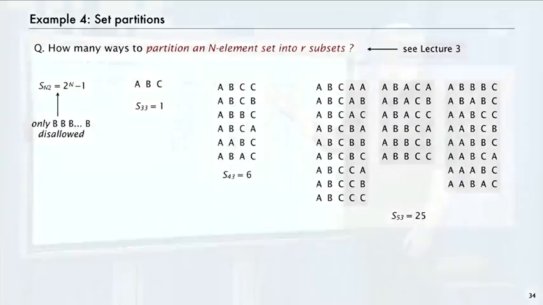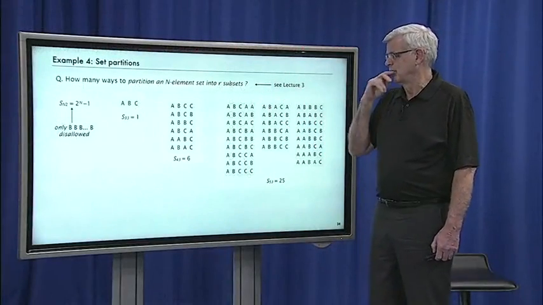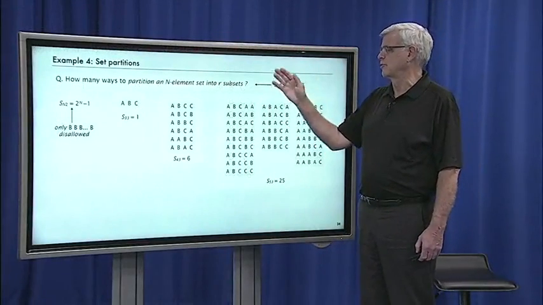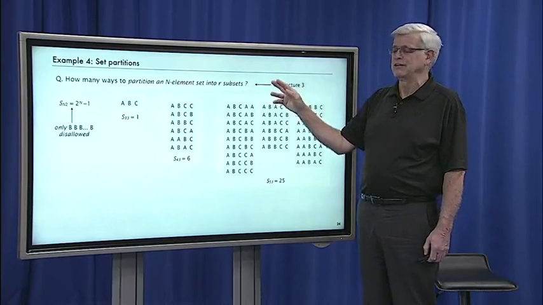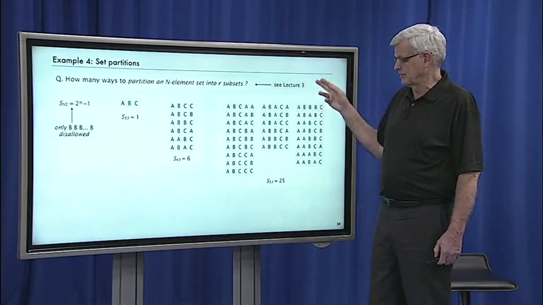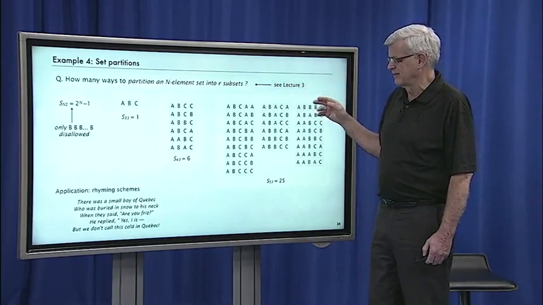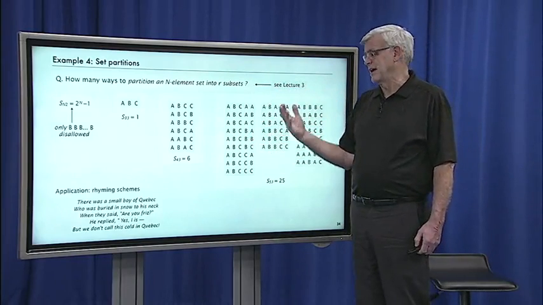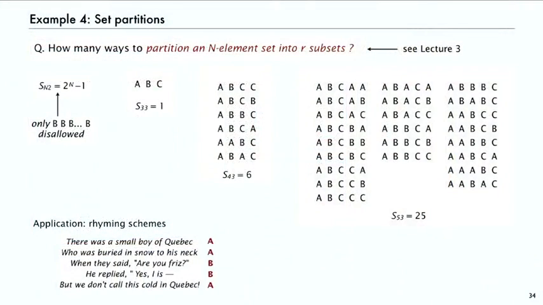And the final example that we looked at is set partitions. How many ways are there to partition an n-element set into R subsets? And we talked about this one in lecture 3. And this is the one where the application is rhyming schemes. How many ways are there to rhyme a poem?